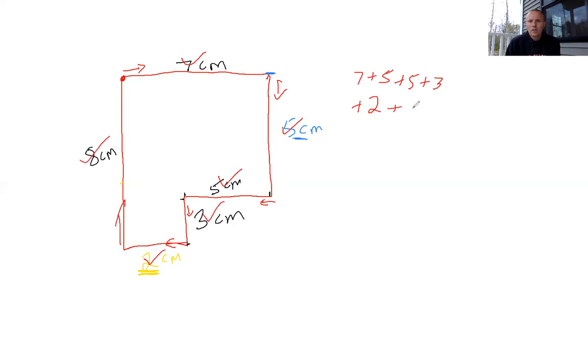So if I have 7 plus, well, 5 plus 5 is 10. So 10 plus 7 is 17, plus 3 is 20. I know 8 and 2 is 10, so I have 20 plus 10 equals 30 centimeters.